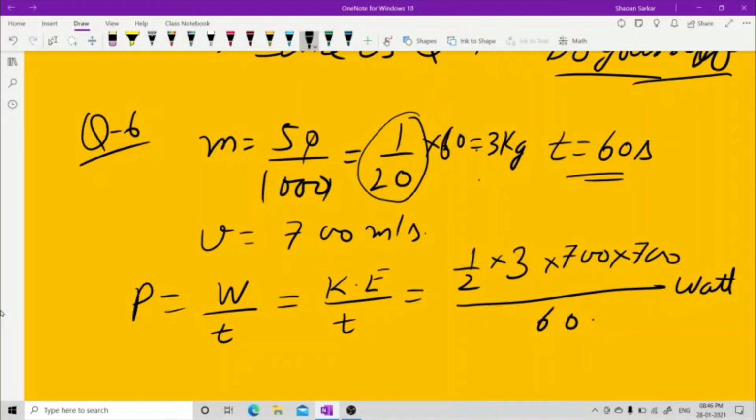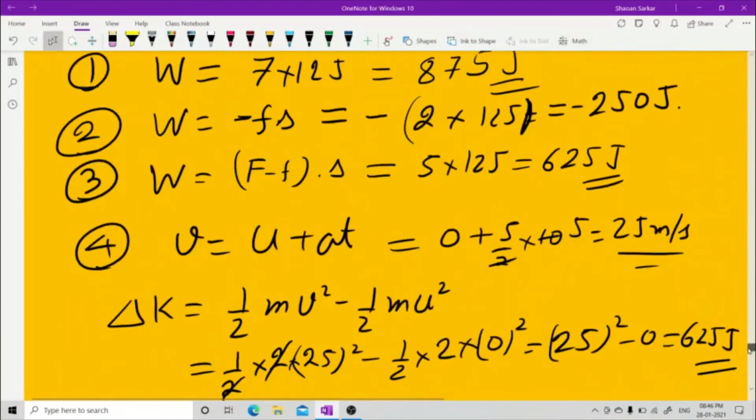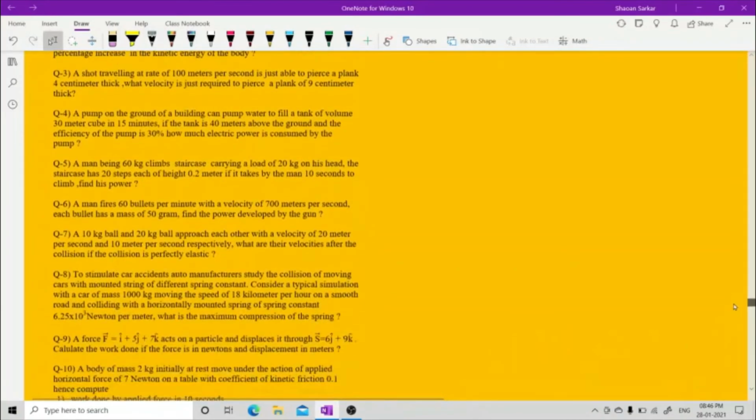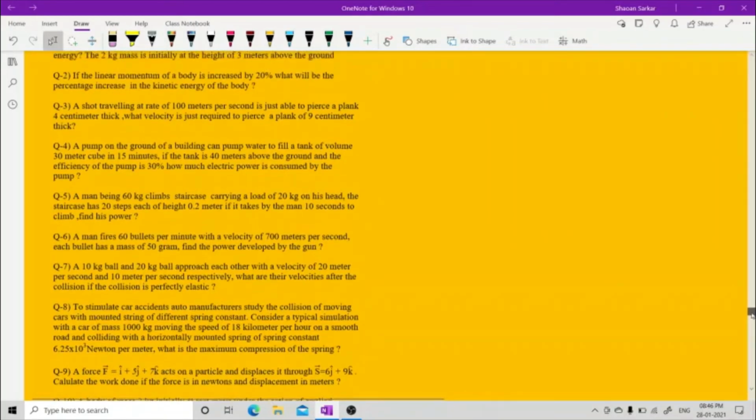Now the next one, question number 5. A man climbs a staircase of a building, carrying 20 kg on his head. It has 20 steps of 0.2 meters. If it takes 10 seconds, find his power. Again on power.